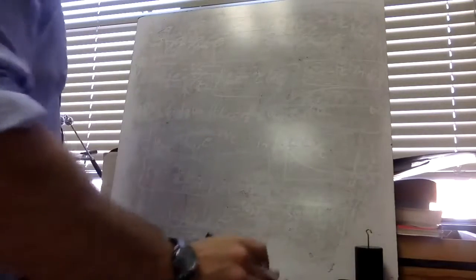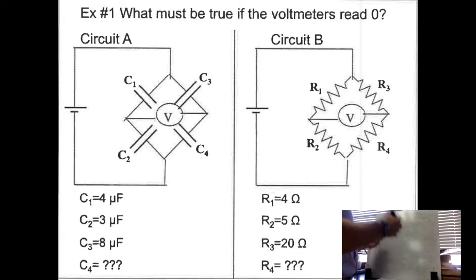Here's a clip from a lecture on how to solve a Wheatstone bridge for capacitors and for capacitors and resistors together in the same Wheatstone bridge. So we're starting off with this example, circuit A, circuit B. What must be true if the voltmeters read 0?